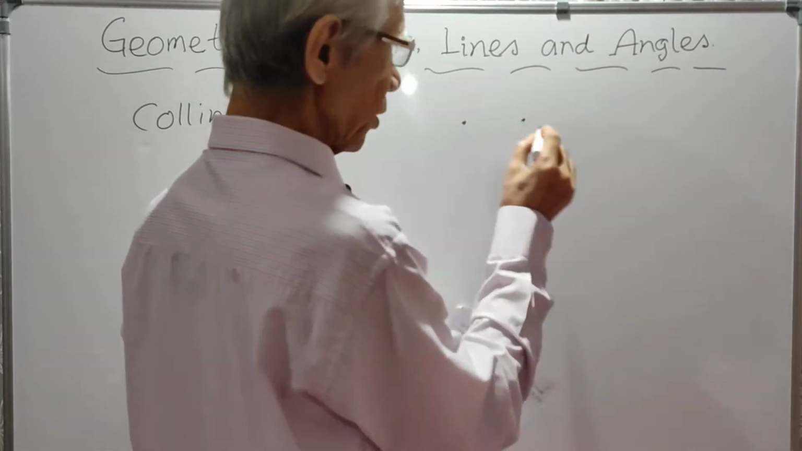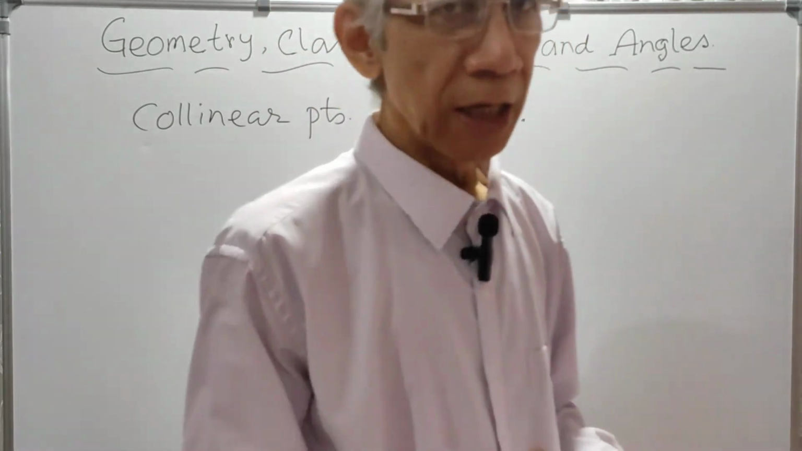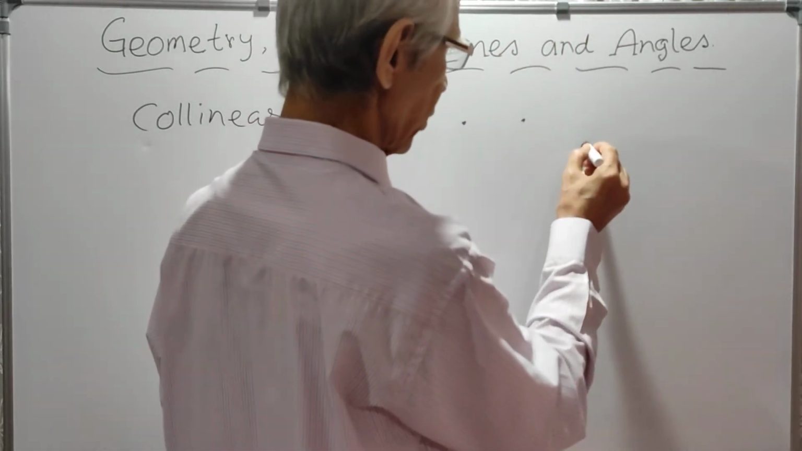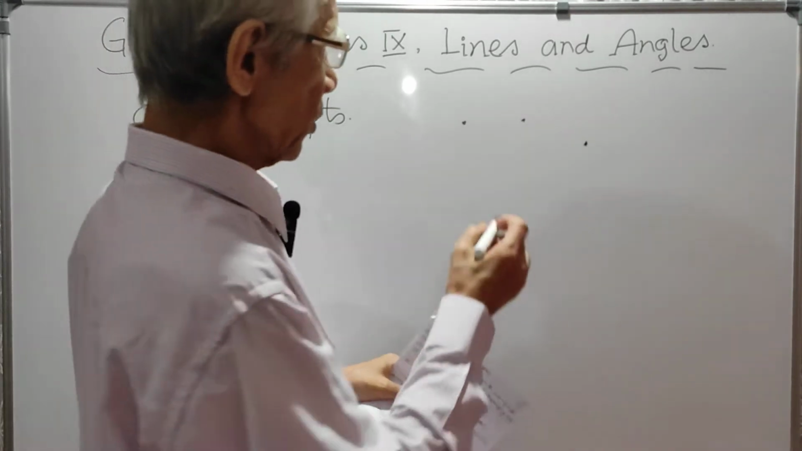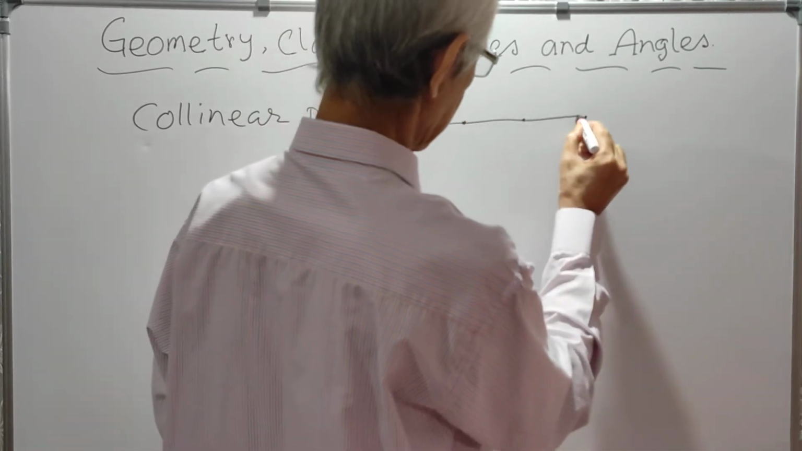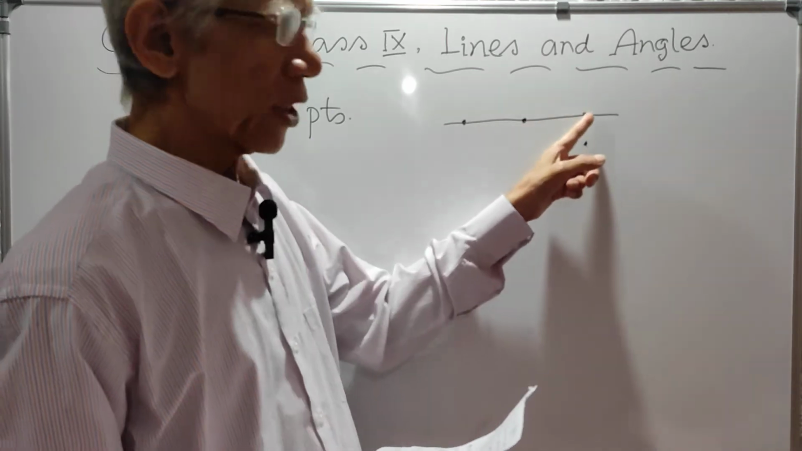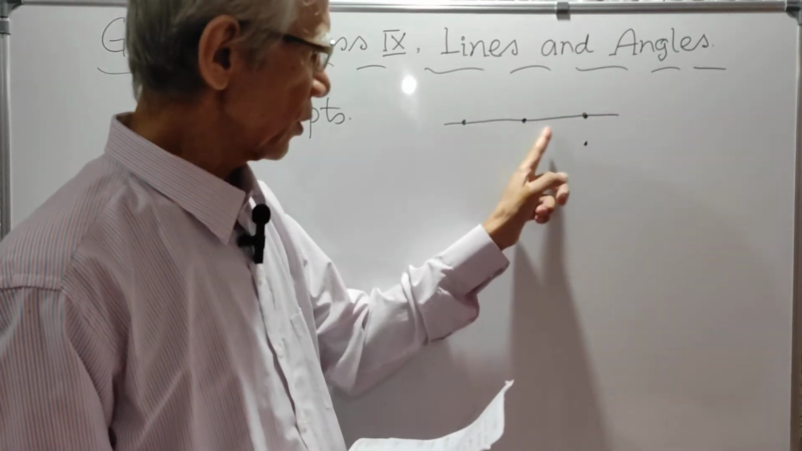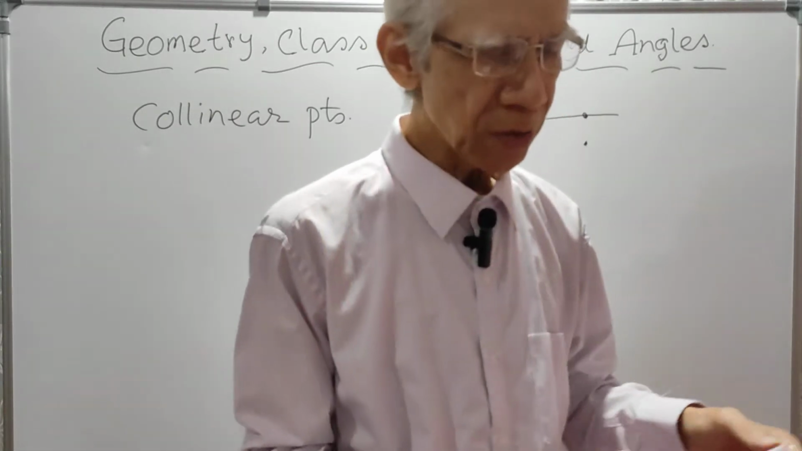Now, 2 points always lie in a straight line. Therefore, 2 points are always collinear. But 3 points may not be collinear. So these three are not collinear, but these three are collinear. So these 3 points are collinear, but these three are not collinear. So collinear points means points which lie in a straight line.